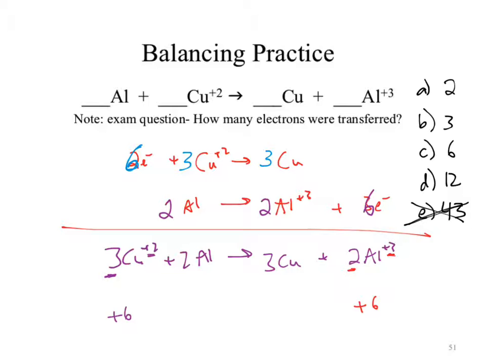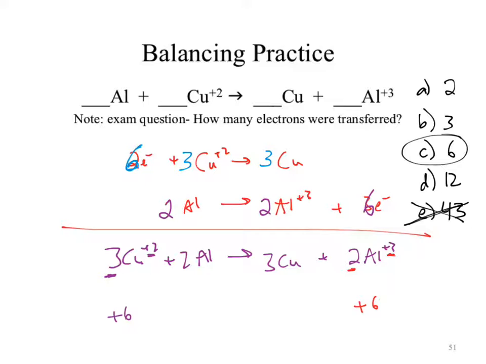Where did those 6 electrons go? Directly into the copper. The blue 6 and the purple 6 are identical electrons. Only 6 electrons are transferred in this reaction. Okay? Fun stuff. That is our single replacement kind of summary.